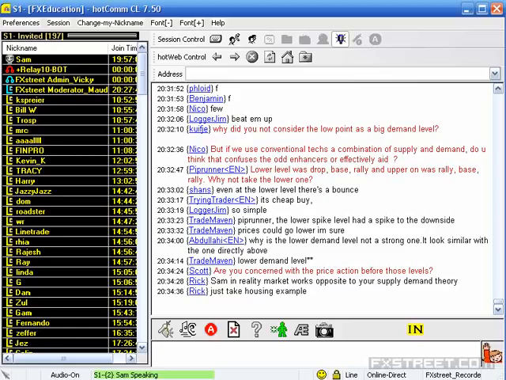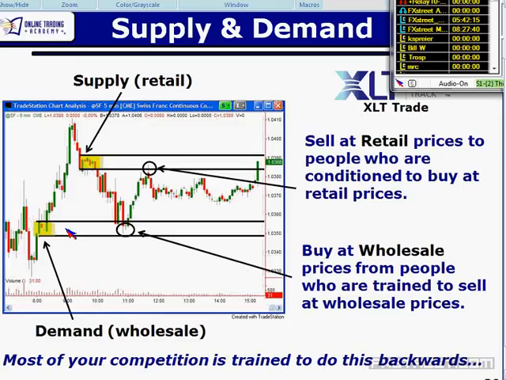So another way to talk through this trade is this. When we bought here, we just bought at wholesale prices from people who are trained and conditioned to sell at wholesale prices. And then we sold at retail prices to people who are trained and conditioned to buy at retail prices. Does that make sense?